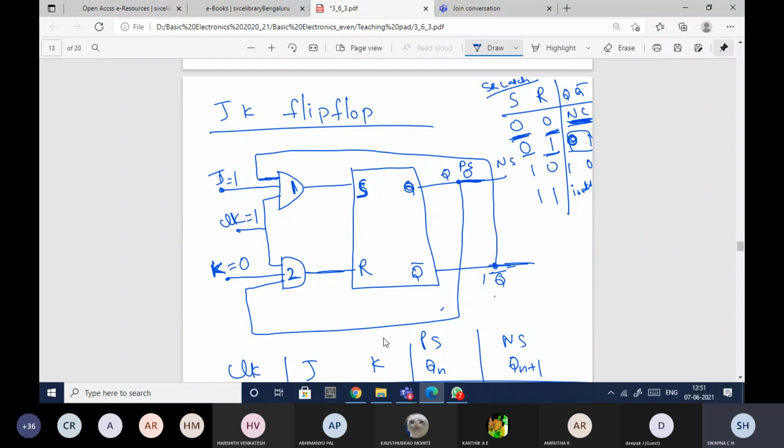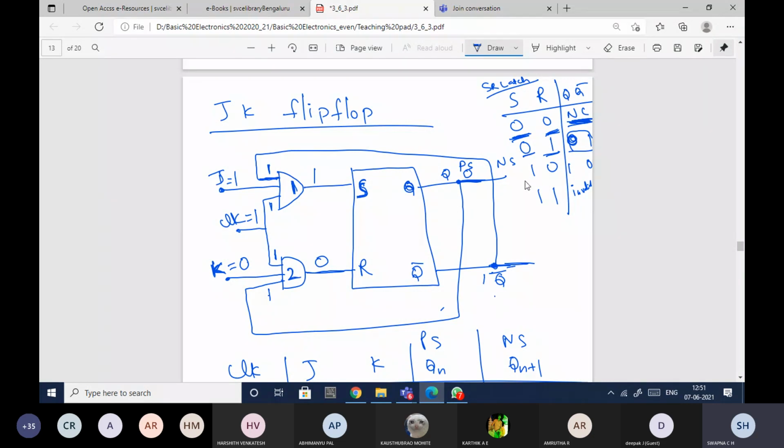So this 0 will be fed to the second AND gate and this 1, Q bar, is fed to the first AND gate, which is nothing but 1. So 1, 1, 1. This is also 1. This is also 1. Clock is equal to 1. Okay, so 1, 1, 1. The output of the first AND gate is 1. Next 1, 0, 1. The output of the second AND gate is 0.